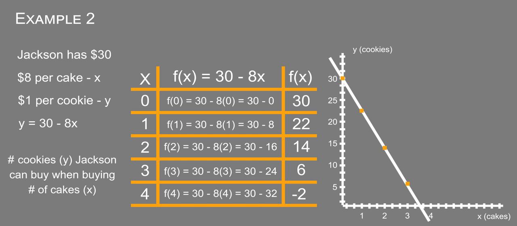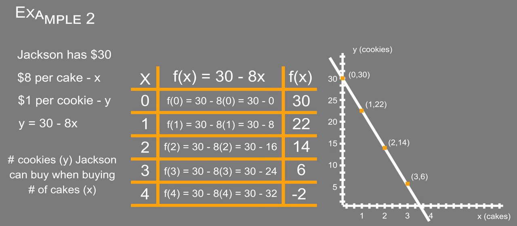And essentially what this means is we have 0, 30, 1, 22, 2, 14, and 3, 6. And what each one of these points represents is x is the number of cakes purchased and y is the number of cookies purchased. So he's spending all $30 and we're using cakes purchased as the independent variable. Whatever is left over is what Jackson can use to purchase the cookies.